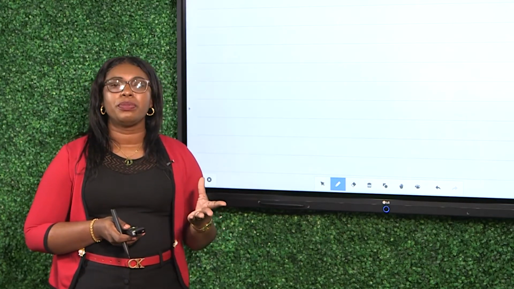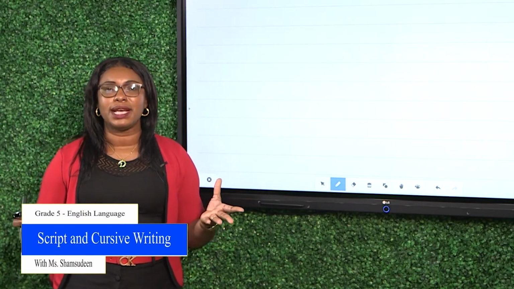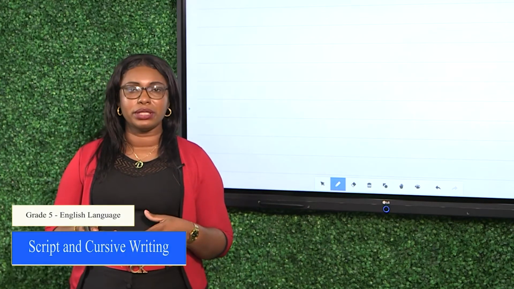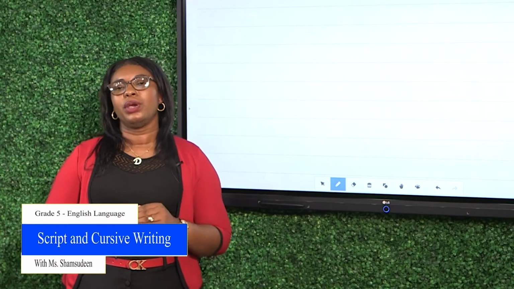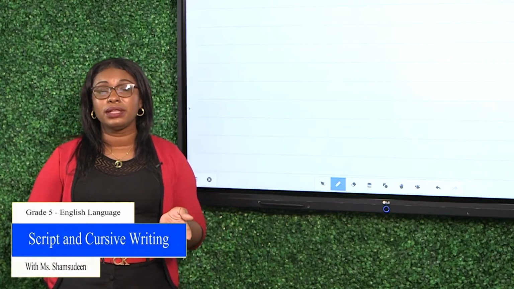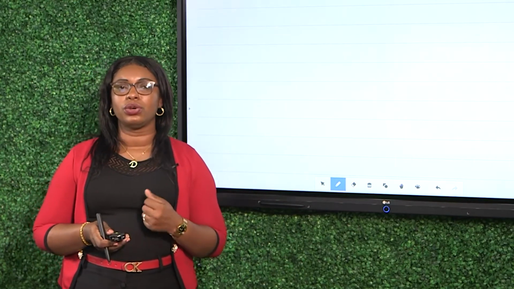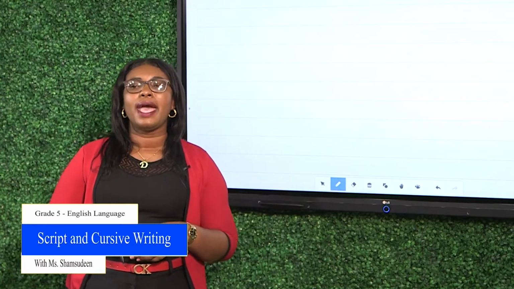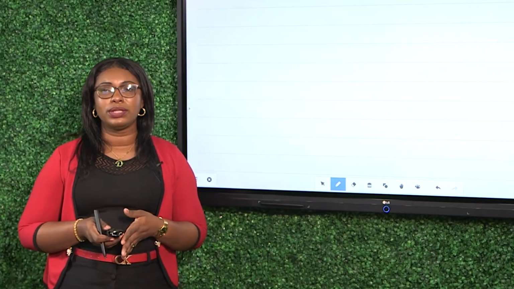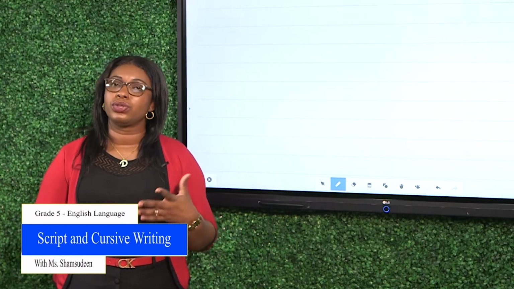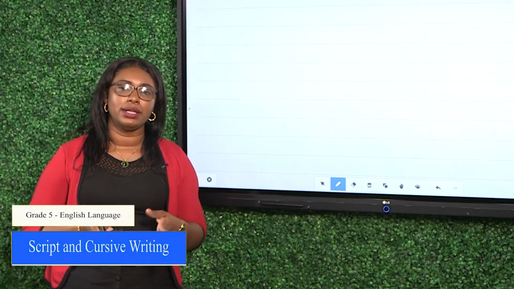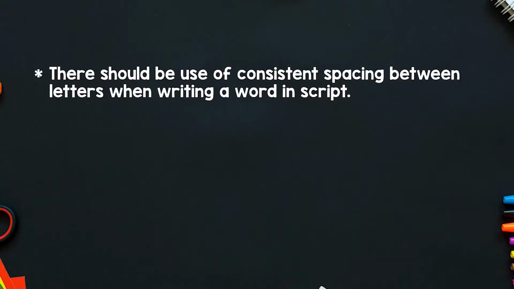Now, with script writing, we would have discussed that the letters are separated. We would have spoken also about the height of those letters. We would have spoken about closing the letters that need to be closed, such as O's, P's, and your Q's. And then we would have also looked at how we write letters such as I and J, those tall letters and short letters. There should also be consistent spacing when we are looking at script writing.